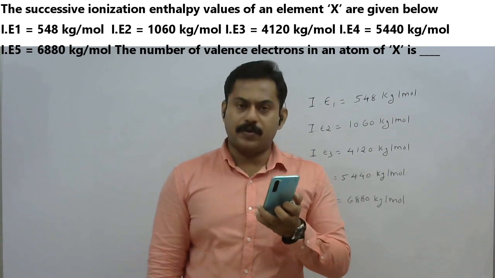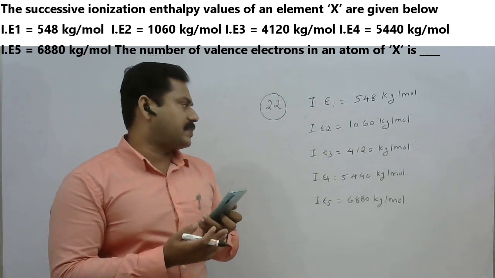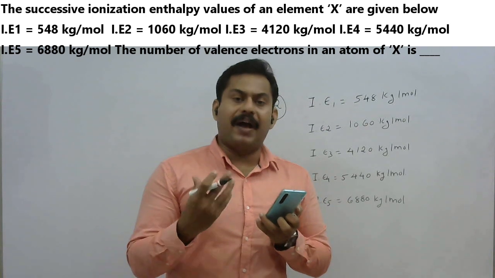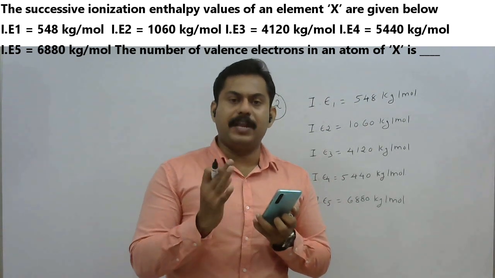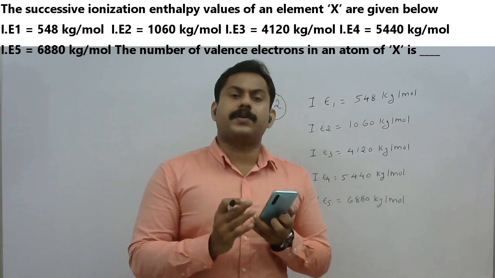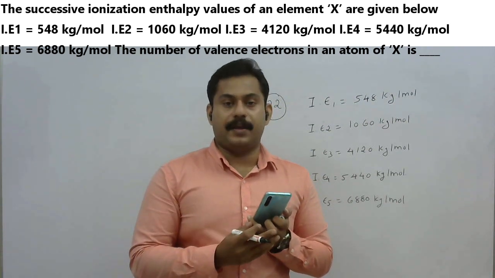Okay, now let's discuss question number 22, right? That is a simple question only. We are given different ionization enthalpy values: first ionization, second ionization, third ionization. Then they are asking the valence electrons. Now we have to find out the number of electrons there. So what is the trick? You can feel the sudden jump. It means the shell is changing, right?